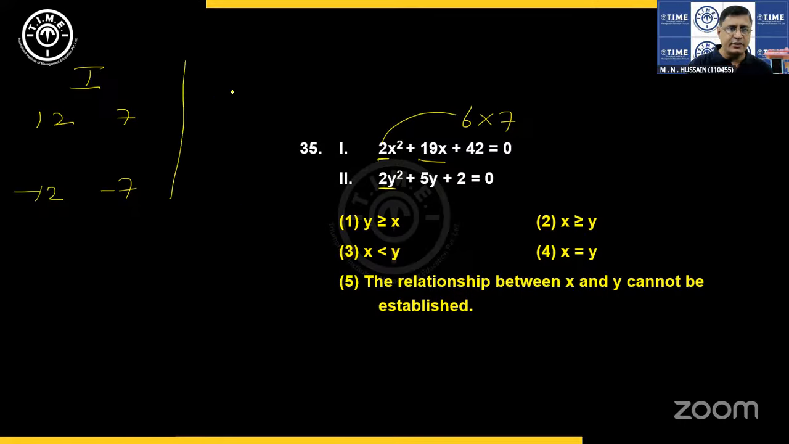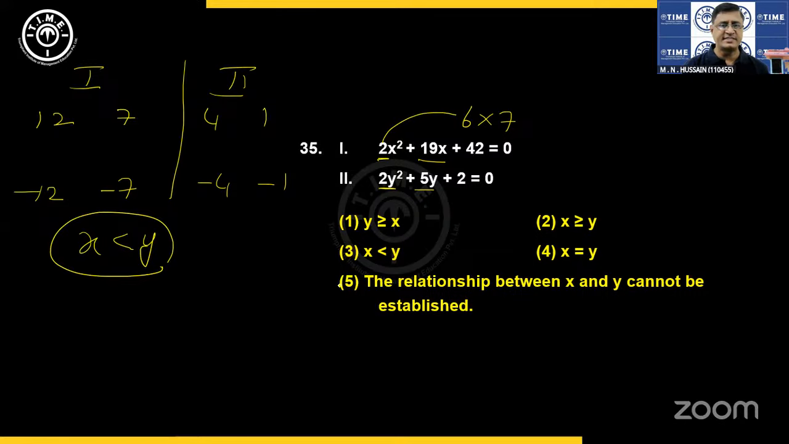Okay. Now what is the second one? Look at the second one. 2 into 2, that is a 4. 4 means 4 into 1. By adding these two, we get the middle number. So minus 4, minus 1. Now just simplify here. So minus 1 and minus 4. Minus 1, minus 4, the roots of the second quadratic equation, both the roots are greater than minus 12 and minus 7. Means x is less than y. The right choice is option number 3. Third choice is the right answer.